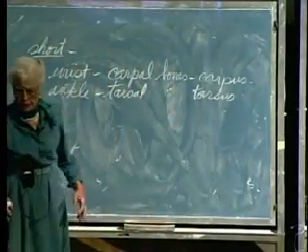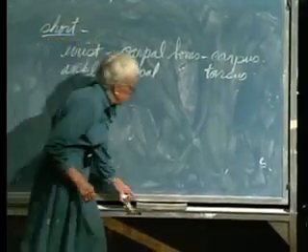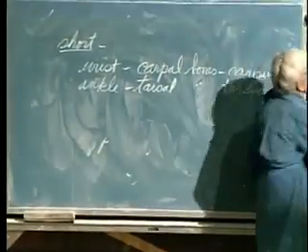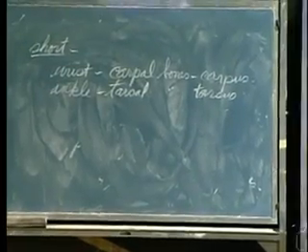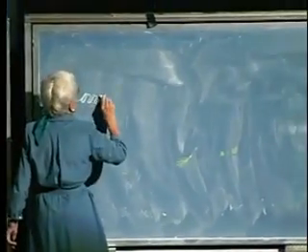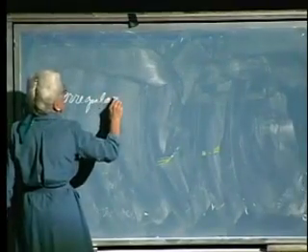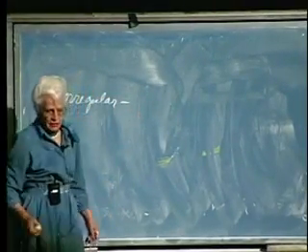Then we have irregular bones. So irregular bones. Obviously, the vertebrae are very irregular.